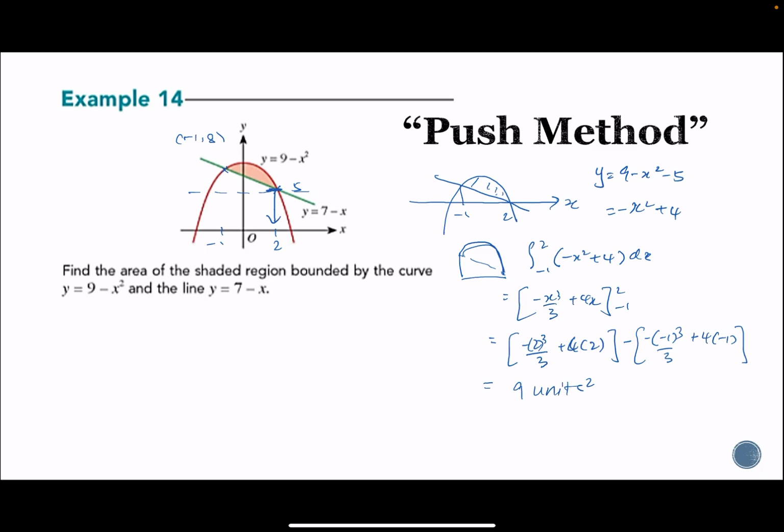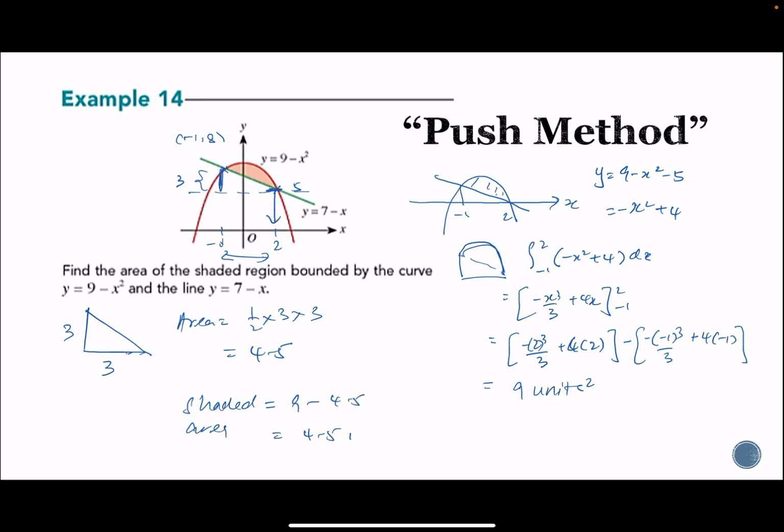Now, for the triangle, this is 8, the whole thing was 8, and this is 5. So 8 minus 5 would have been 3. So for your triangle area, it would have been 3 here and 3 here. The area of the triangle would have been half times base times height, which gives you 4.5. So again, the shaded area would have been 9 minus 4.5, and you also get 4.5 square units.